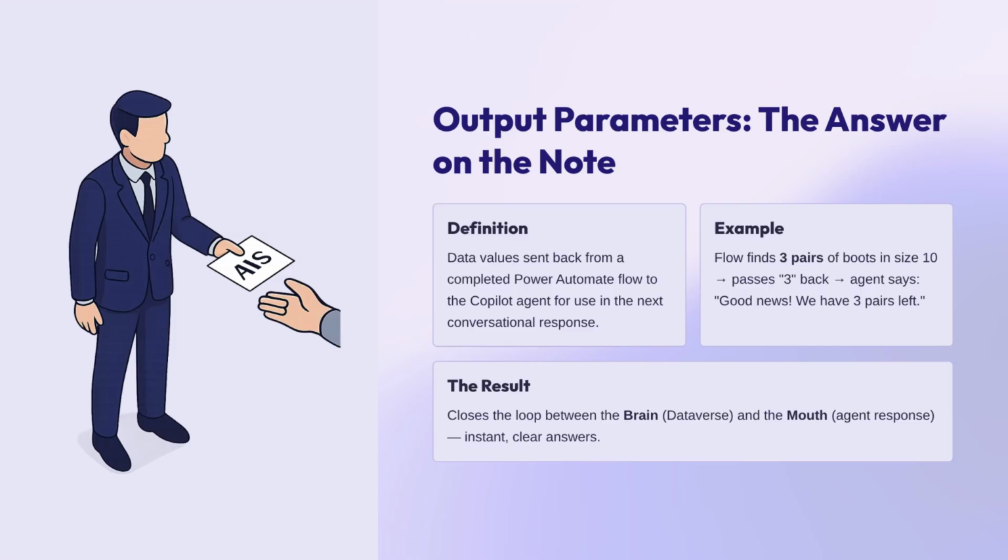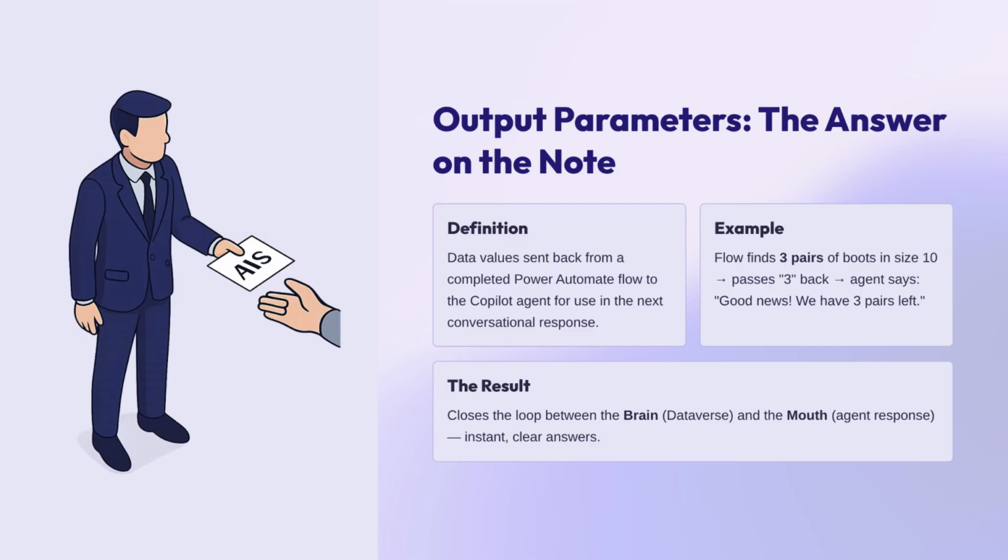Once the flow finds the data in Dataverse, it has to return it. Imagine a dummy example of a shoe store. The customer asked, "Do you have these boots in size 10?" The flow went to Dataverse, saw that there are 3 in stock, and now it passes that number 3 back to the agent as an output parameter. Now the agent can say, "Good news, we have 3 pairs left in size 10."